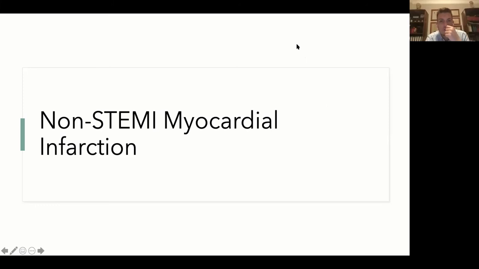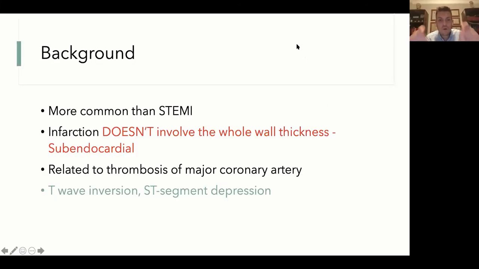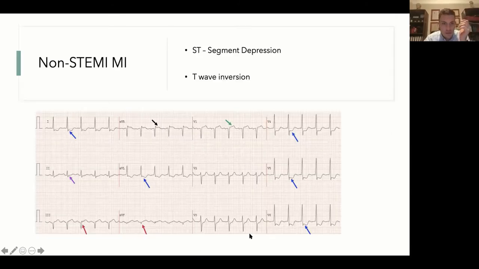Okay, so non-STEMI myocardial infarction. This is actually a more common version of an MI that occurs in real life, and it doesn't involve the thickness of the whole wall. So this is subendocardial, and it's related to thrombosis of a major coronary artery, either right or left, okay? And this will present differently with inversion of the T wave and depression of the ST segment. So I think it's pretty straightforward. Let's go through it, shall we?